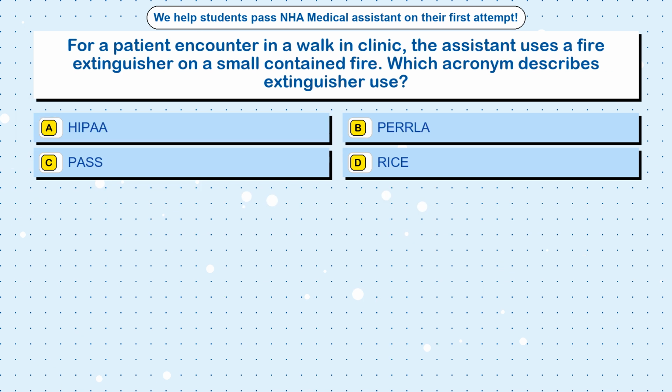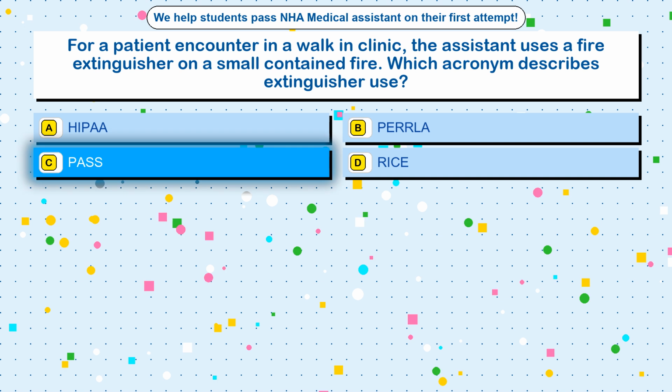Question 95. For a patient encounter in a walk-in clinic, the assistant uses a fire extinguisher on a small contained fire. Which acronym describes extinguisher use? Option A, HIPAA. Option B, PERLA. Option C, PASS. Option D, RICE. The correct answer is option C, PASS.